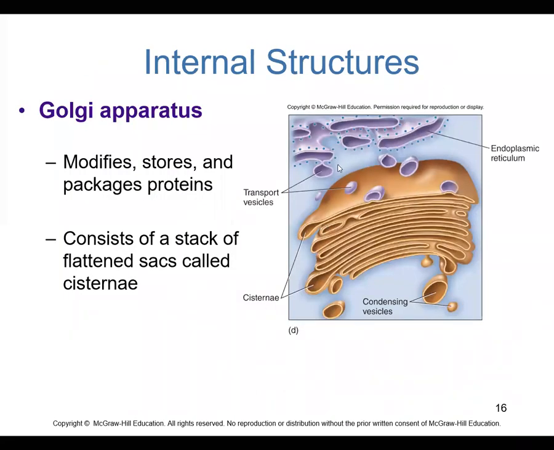The Golgi apparatus. This is our next one. It modifies, stores, and packages proteins. This is again with the transport system. It looks very similar to the endoplasmic reticulum, except that they have distinct layers. There's a layer, a layer, a layer. They're not continuous like on the ER.